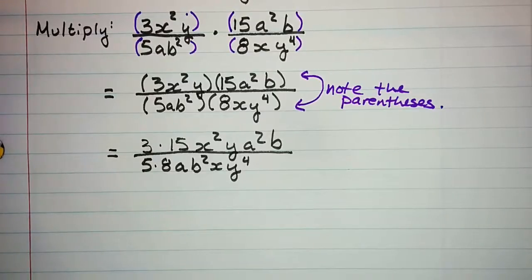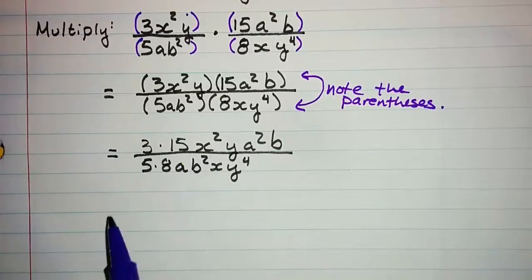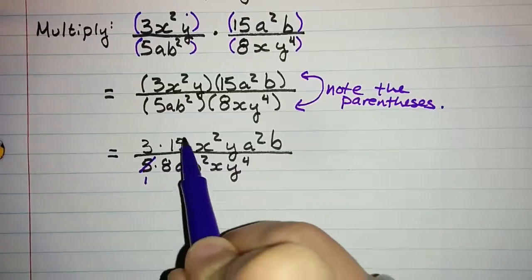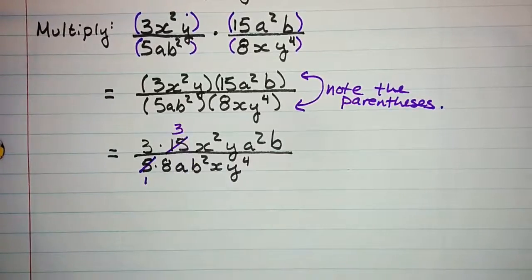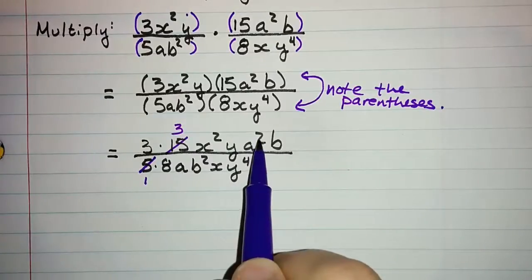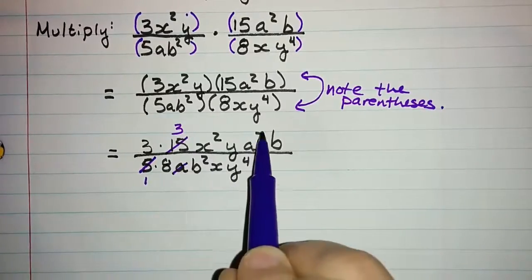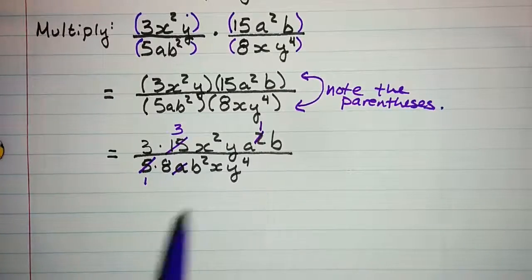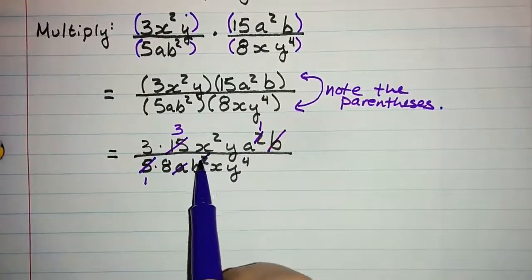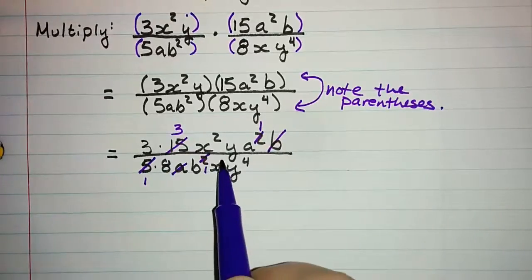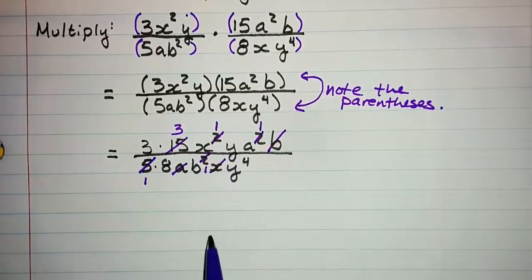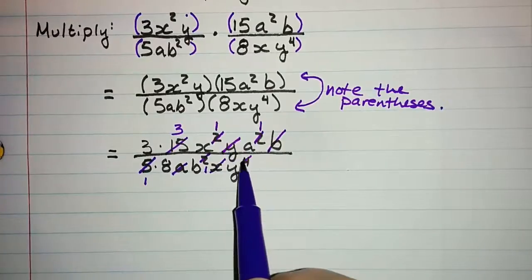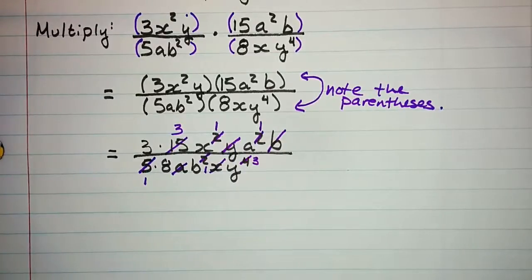Before I carry out any more multiplication, though, I'm going to cancel common factors. I see that 5 and 15 have a common factor, namely 5. A and a squared have a common factor, namely a. B squared and b have a common factor, namely b. X and x squared have a common factor. Y and y to the fourth have a common factor.